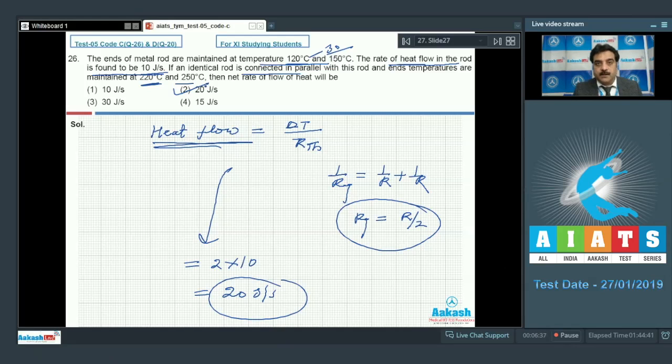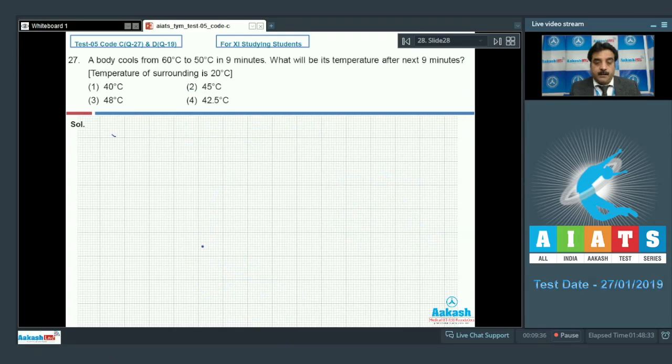So let's move on. Question number 27. A body cools from 60 to 50 in 9 minutes. What will be its temperature after the next 9 minutes? The temperature of the surrounding is 20. So you can use Newton's law of cooling by the approximation method directly.